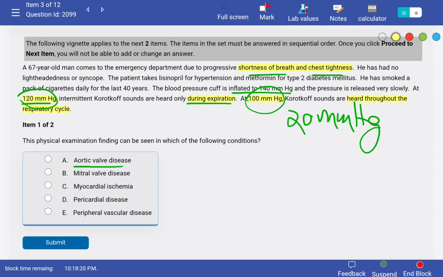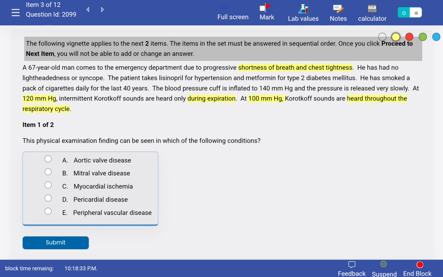Option A, aortic valve disease. Option B, mitral valve disease. Option C, myocardial ischemia. Option D, pericardial disease. Option E, peripheral vascular disease. So pause it and give the answer. So the correct answer for this question is option D, right?